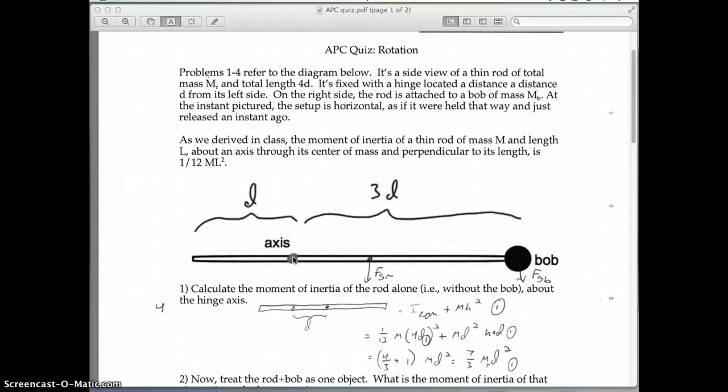So one asks, calculate the moment of inertia of the rod alone without the bob about the hinge axis. So here's the axis that it's rotating around. This is a parallel axis theorem question. You need to start by knowing that the moment of inertia of the rod through the center of mass is 1/12 ml squared. L is the length of the rod. What is the length of the rod?